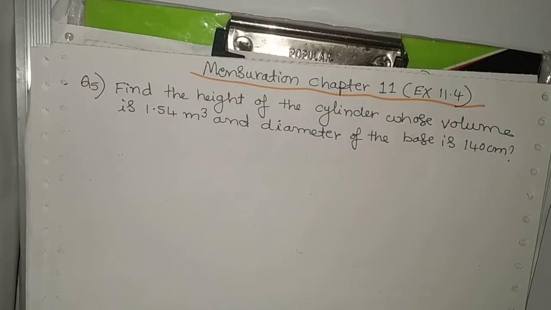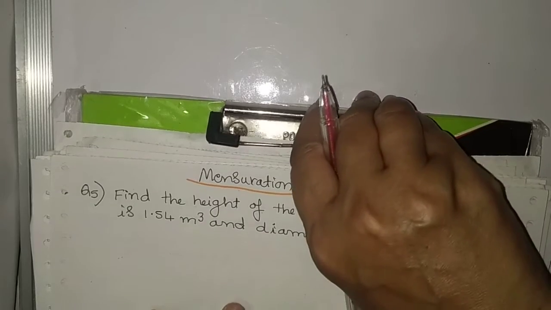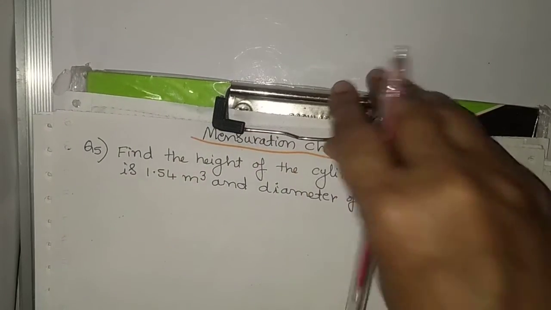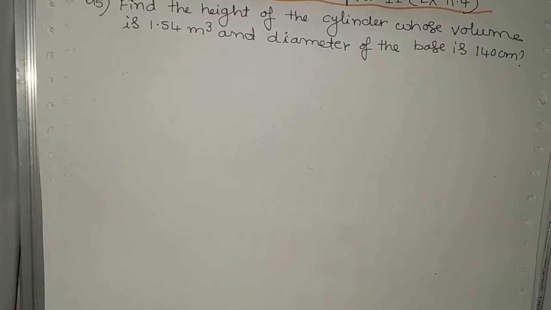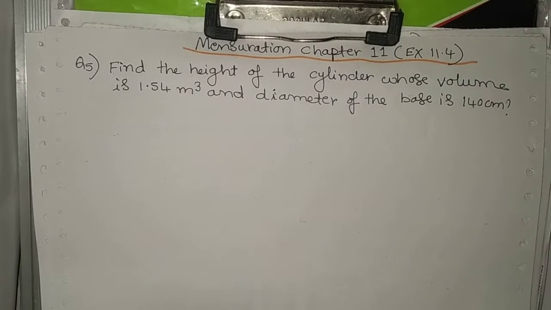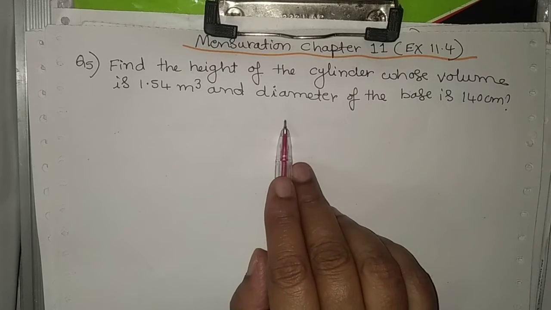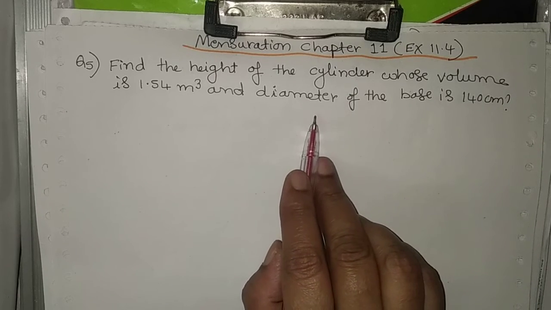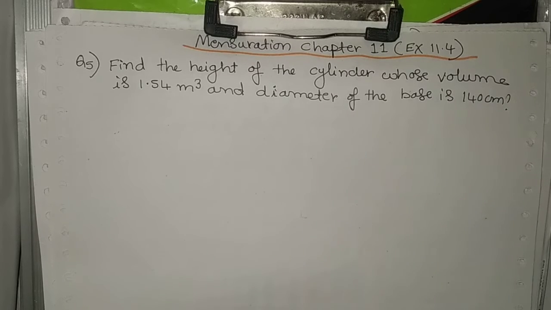The fifth problem given here is: find the height of the cylinder whose volume is 1.54 meter cube and diameter of the base is 140 centimeters. So we'll find out this one, question 5.